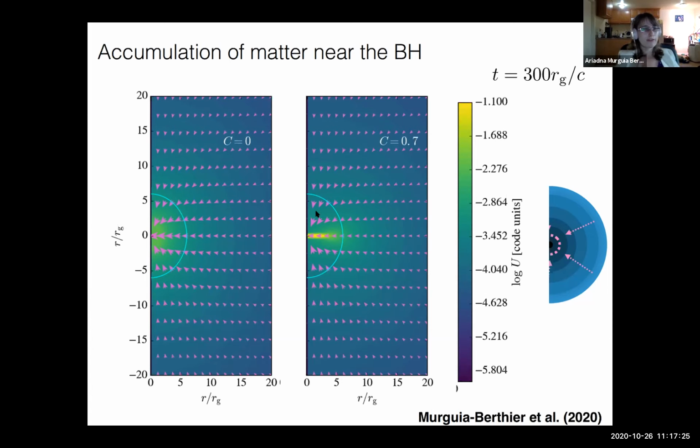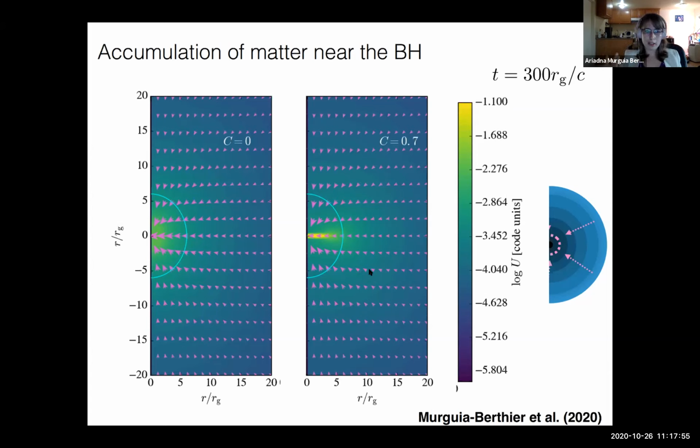And I should just clarify that the ISCO, which is the innermost stable circular orbit, everything inside it is doomed to fall into the black hole. So we really only care about what happens outside of the ISCO, because that's the matter that's actually going to be able to produce the feedback. And again, these lines just represent the velocity vectors. So what's going to happen? This is just the normal spherical accretion case. And in this case, we're going to start to see accumulation of matter right around the equator.